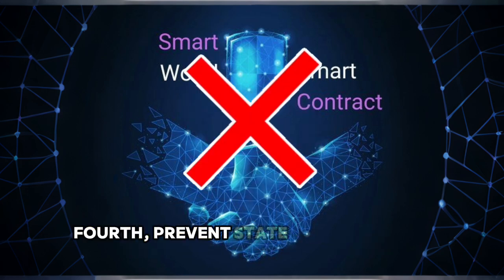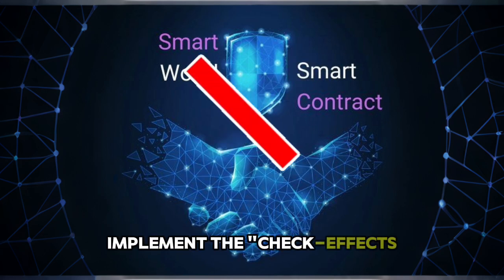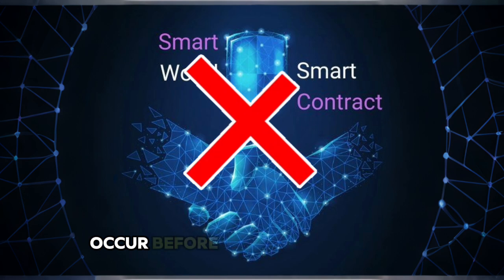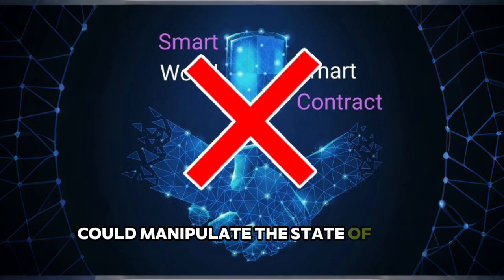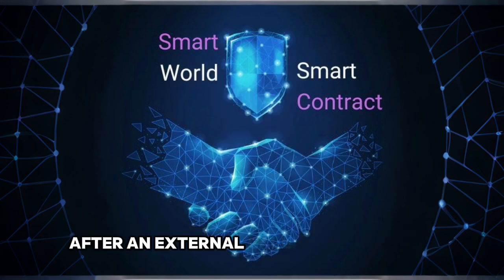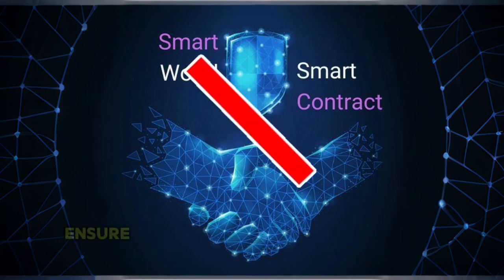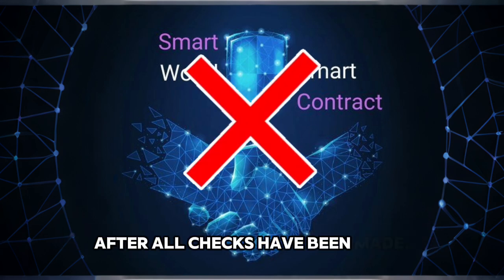Fourth, prevent state changes after external calls. Implement the check effects interactions pattern to ensure that all state changes occur before any external calls. This helps prevent attacks where an attacker could manipulate the state of your contract after an external call has been made. For example, in a withdrawal function, ensure that the funds are transferred only after all checks have been made.